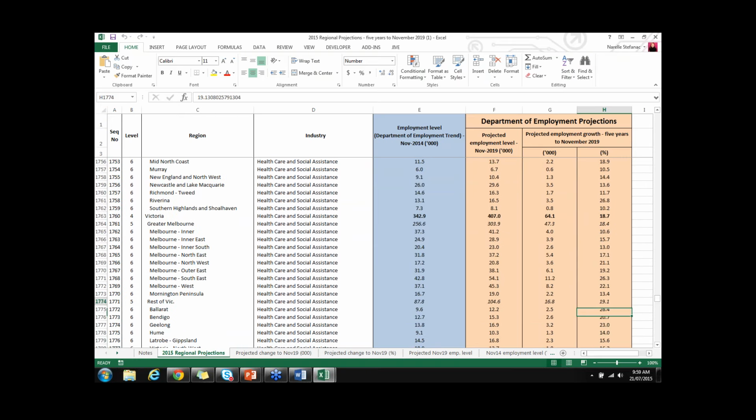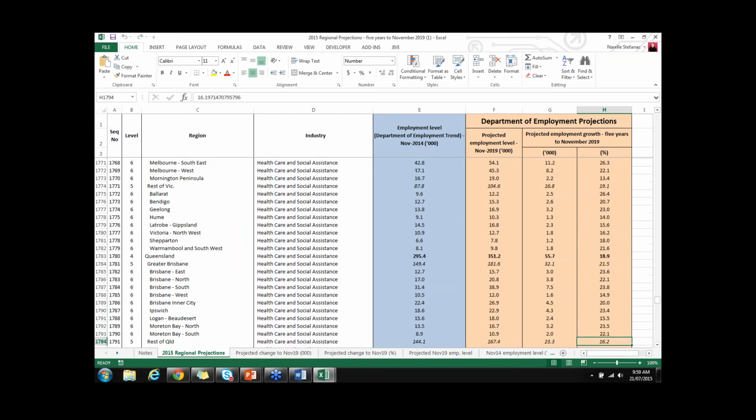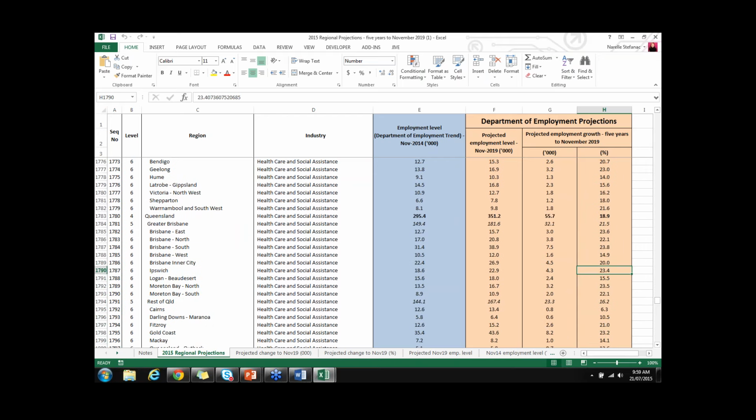Victoria, the Victorian average is 18.7. The most difficult area would be Ballarat. Okay, 26.4%, the most difficult. Then 18.9 for Queensland. Where's the most difficult area? It looks like 23.4.